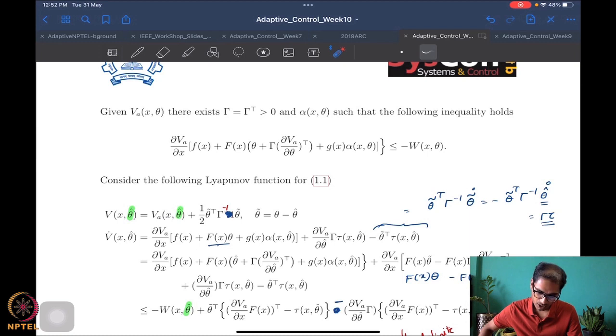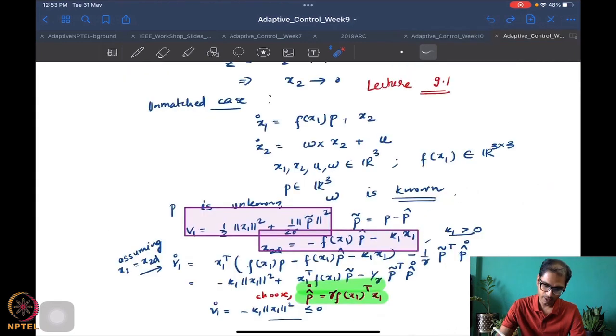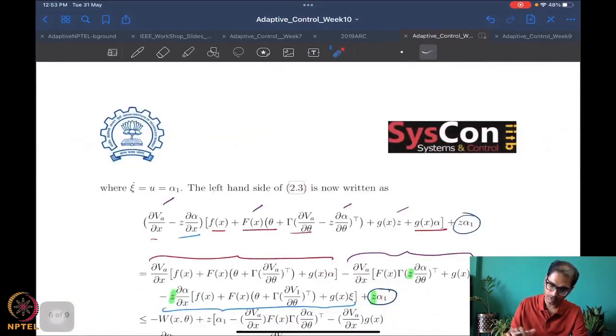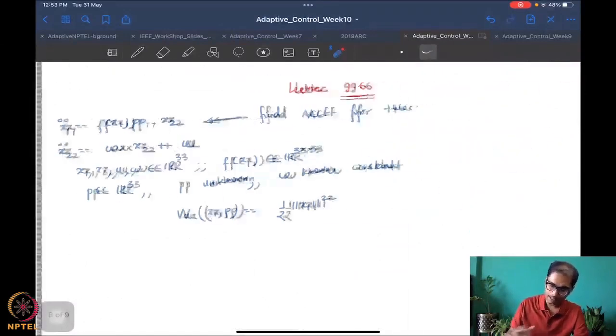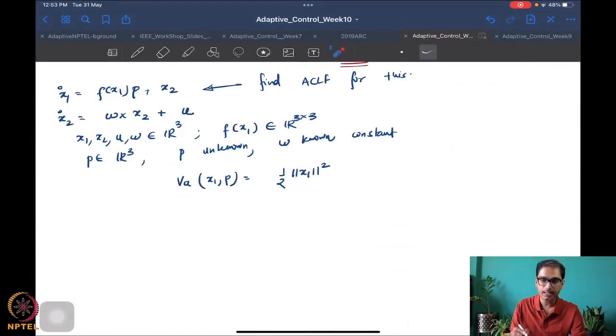So let me just think about this a little bit carefully. All right. Yeah, I believe this is fine. So this V1 is an ACLF. This VA is an ACLF. Why do I say this?